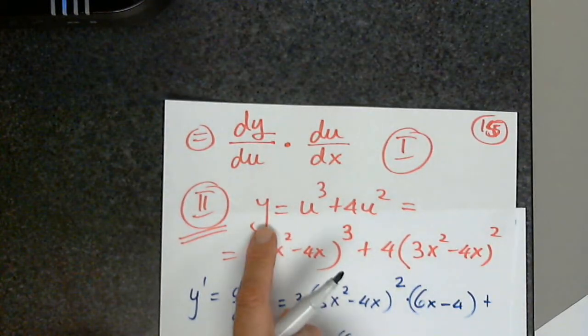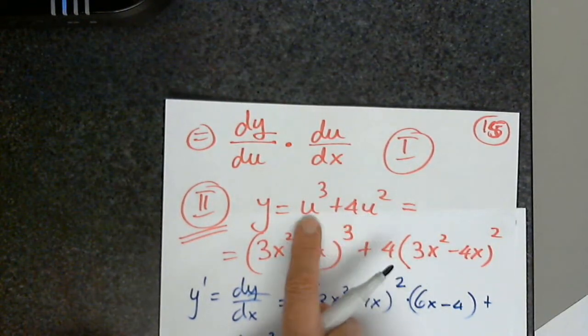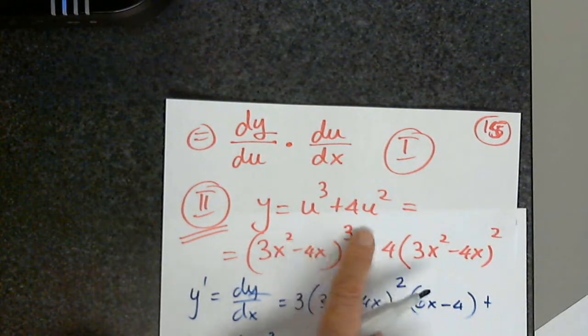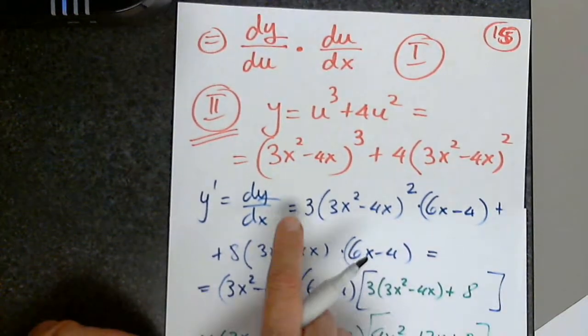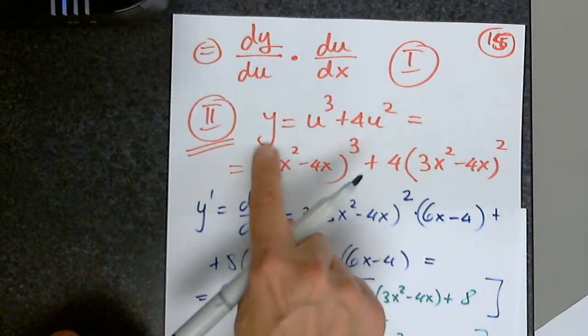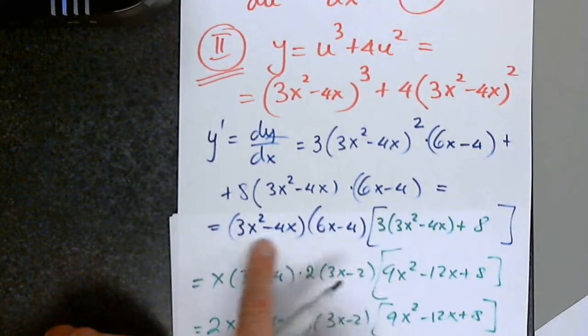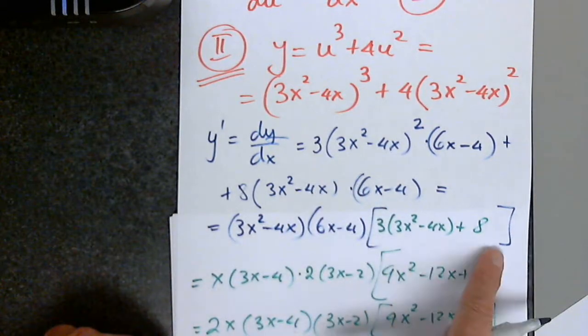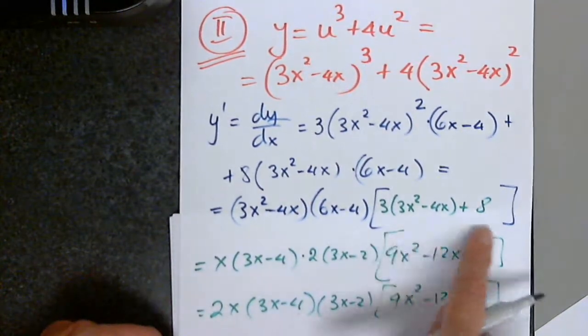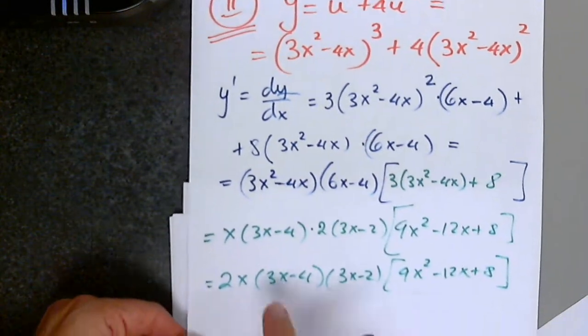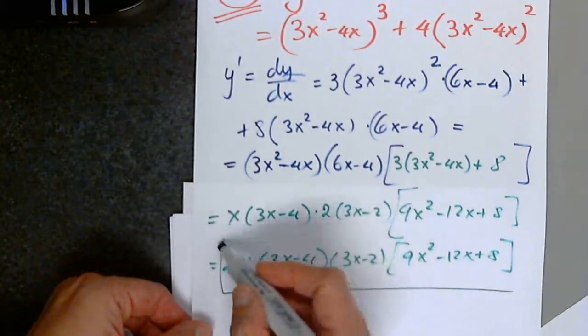So one more time, what did we do with the second method? I said, okay, y equals this, fine, but u equals this. So I plugged it in. And I differentiated using the power rule and the chain rule for both. And I realized that they have a common factor, and this was the common factor, and then I distributed, and these were the leftovers from each term, and finally I got this.